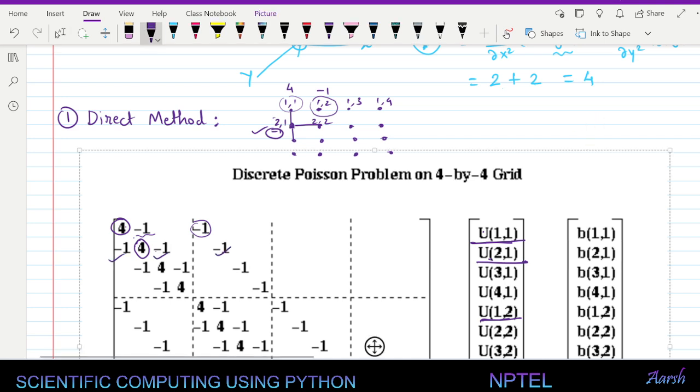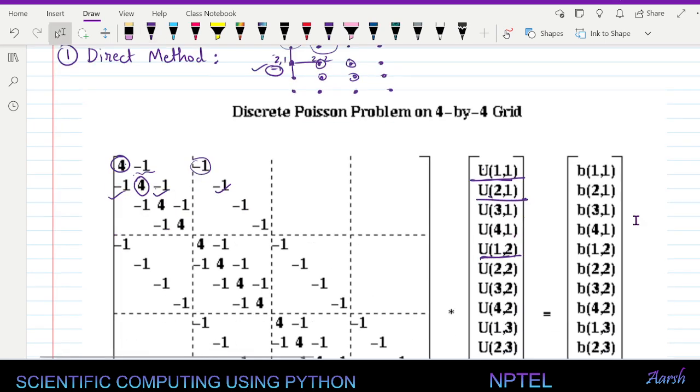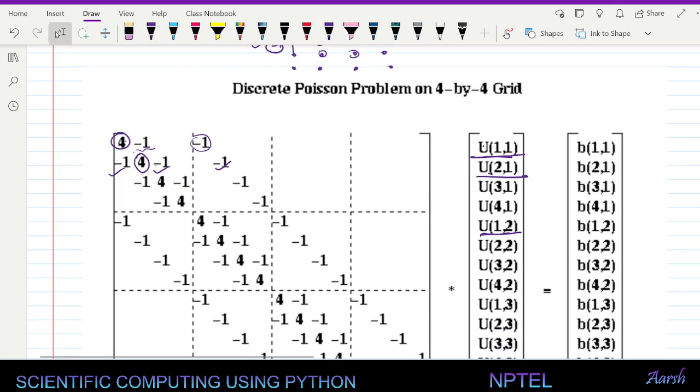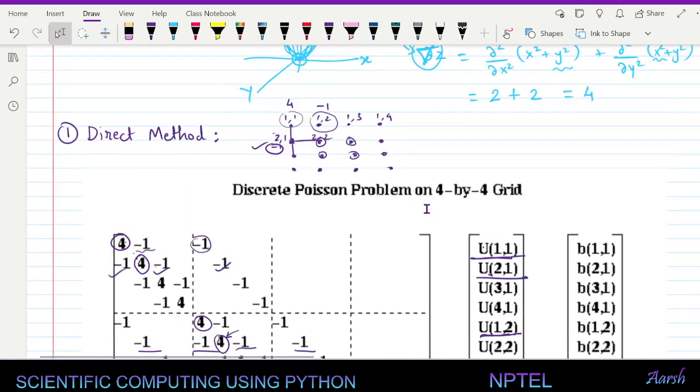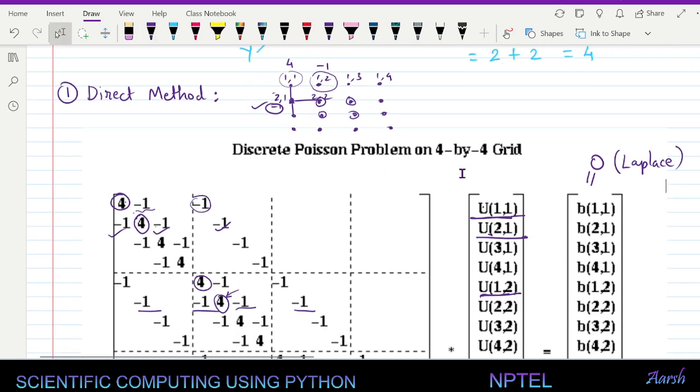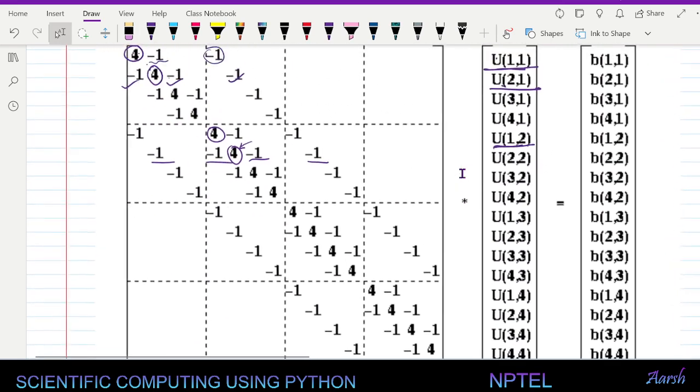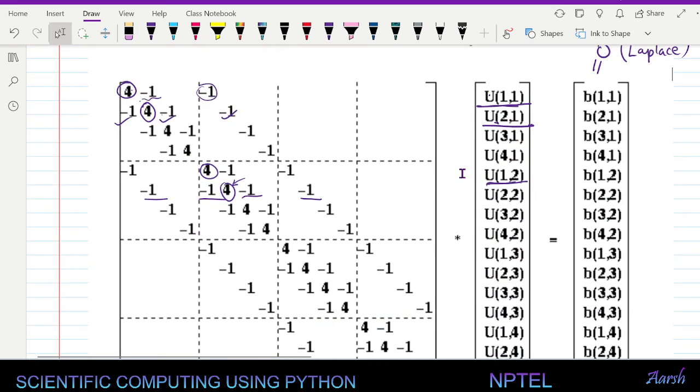And those who are in the middle have 4 neighbors. For example, this one, no, not that one, this one. So this is the self term, and these 4 are the neighbors. Okay, and this entire thing is equal to 0 for Poisson, sorry, Laplace. Okay, so it's a matrix equation. It's very big, but it's solvable, right?